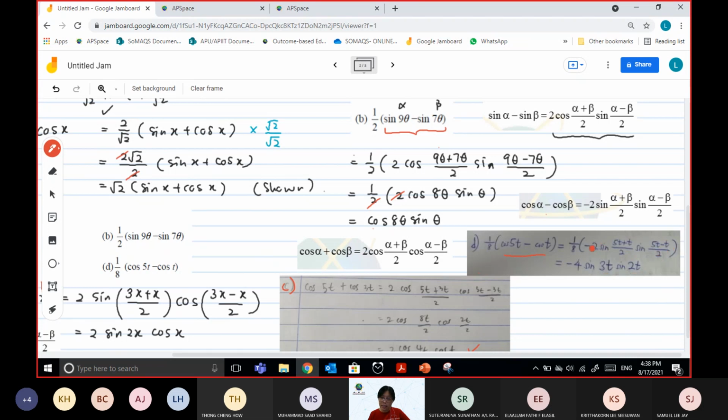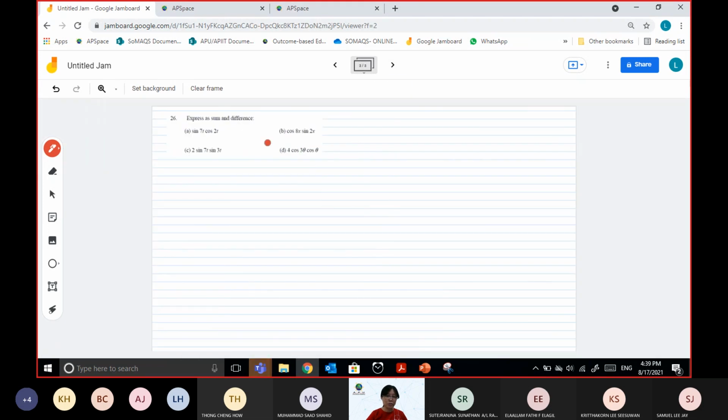So cancel the negative 2 and 8, negative 4. Negative 4. So something is not right here. It's supposed to be negative 1 over 4. Samuel? Negative 1 over 4. Please take note, it should be negative 1 over 4. So this question is done. Then we move on to the next question.